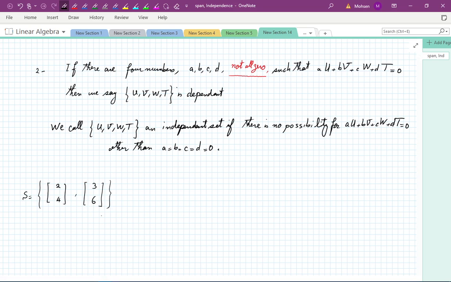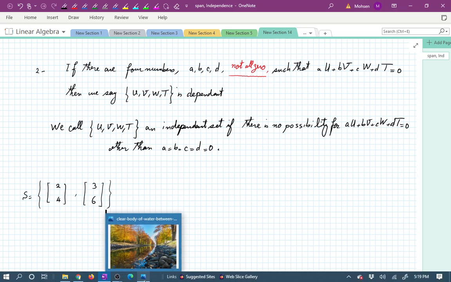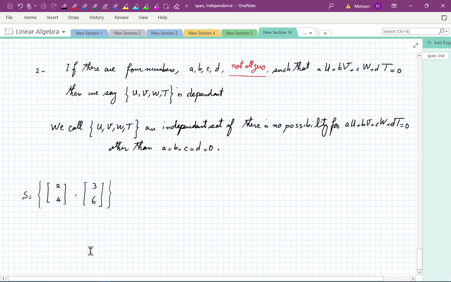Well, the numbers are small and friendly enough so that we can tell by looking. What do you think? Is this dependent or independent? Of course, this is a dependent set. I can build this out of that. If you call this one U and this one V, obviously V is 1.5 times U, or 3/2 of U. Multiply this thing by 3/2, you get this one.